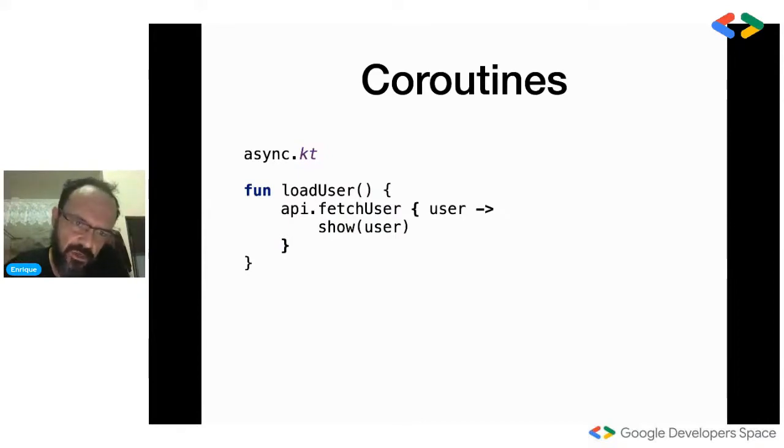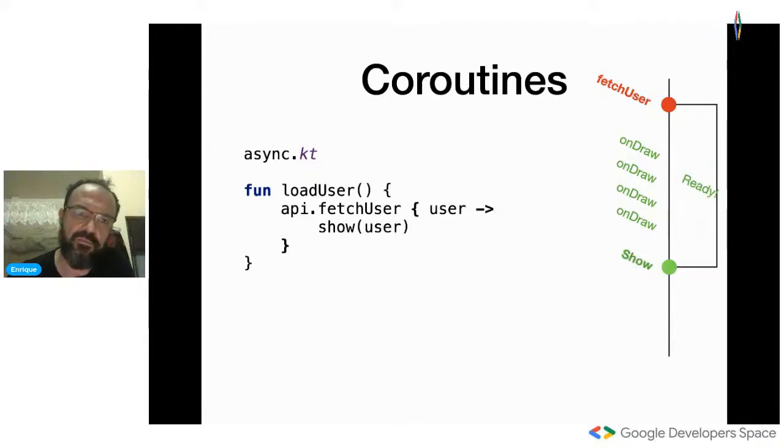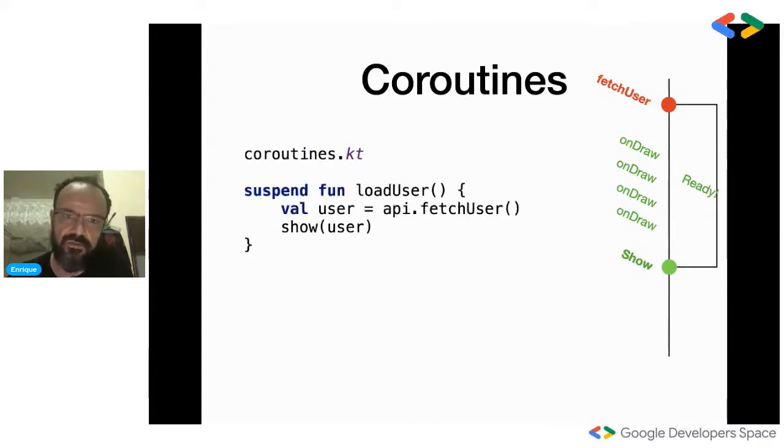Let's take a look at this asynchronous piece of code. Load user is the same thing. It's just that it makes the API call, and there is a callback that will display the user when the API call has finalized. In this case, fetch user starts. We can happily draw our screen and keep updating our frames. And when it's ready, bam, we just show the result on the screen. So this is how a coroutine would look like. See that essentially this is the same as the blocking piece of code. We just have added the suspend keyword in front of the function.